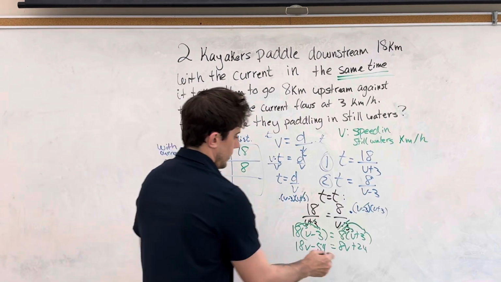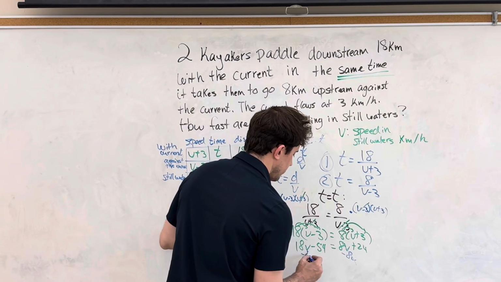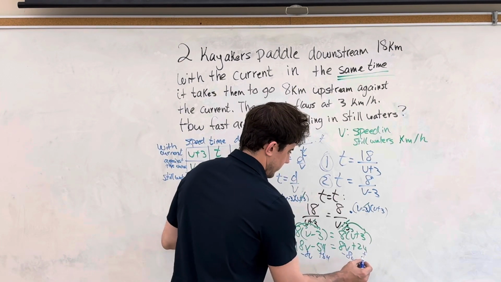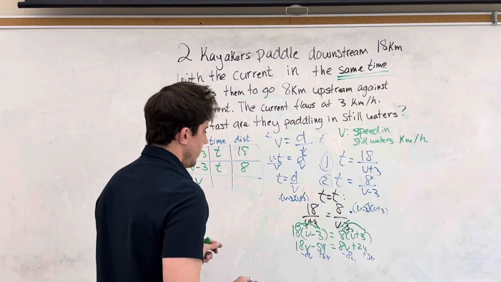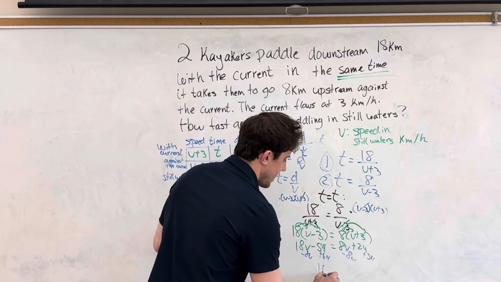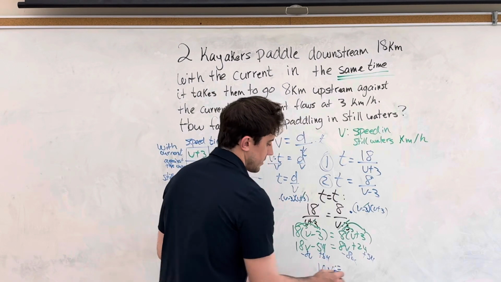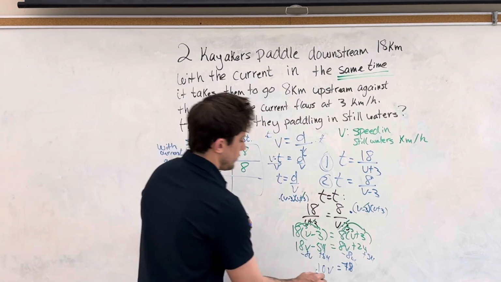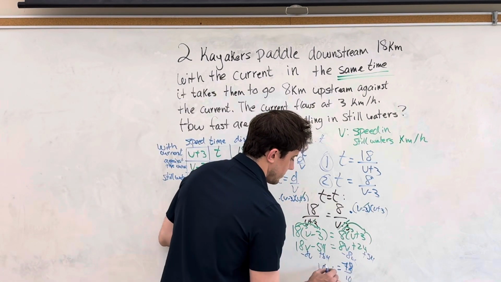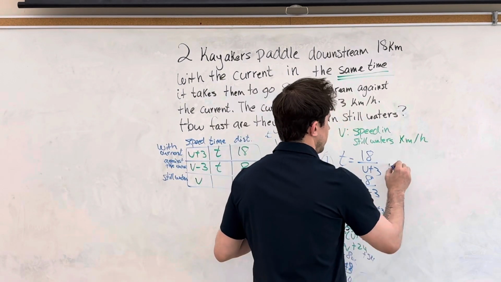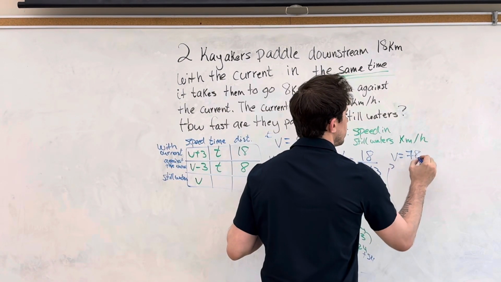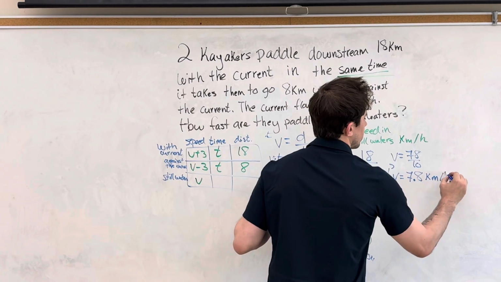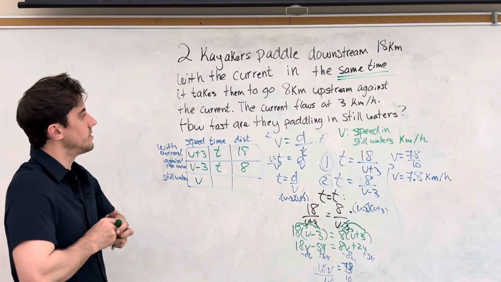And we can solve that. We can subtract 8v from both sides. We can add 54 to both sides. And so we get 18v minus 8v is 10v equals 24 plus 54, which is 78. And you guessed it, we divide both sides by 10. The 10s cancel out, and we get our solution that v is equal to 78 over 10, meaning that v is 7.8 kilometers an hour. And there we have it.